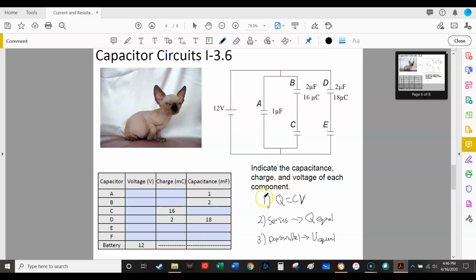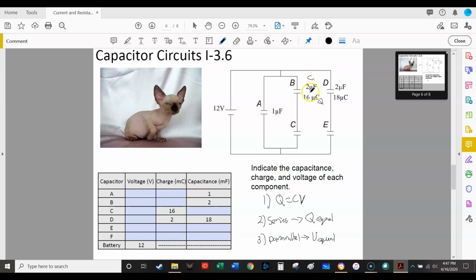Let's start in order. Let's see if we could apply Rule 1. That means we need 2 of the variables right here. Well, I have 16 microcoulombs. That is the charge, so that's a Q. And this is 2 microfarads. That is capacitance, right? This is going to be a little weird for you guys because you see a microcoulomb right here, and you're going to think that is a capacitance. It's not. Capacitance is a microfarad.